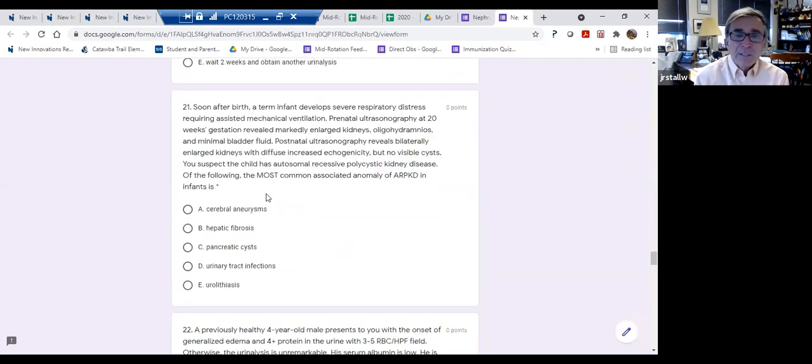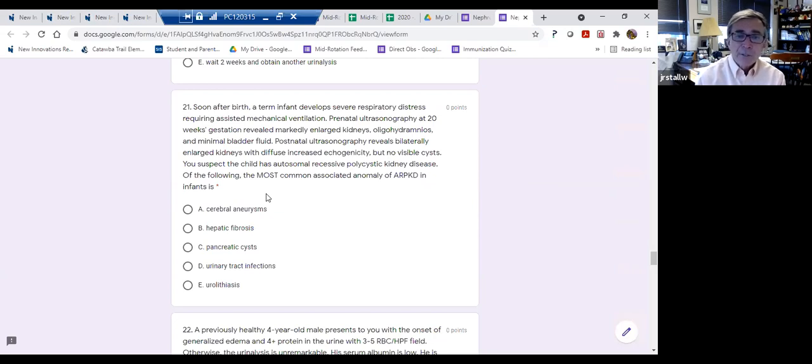Soon after birth, the infant develops severe respiratory distress. Prenatal ultrasound: markedly enlarged kidneys, oligo, you know, it's a kidney problem, minimal bladder. After birth, he's got enlarged kidneys with diffuse increased echogenicity, but no visible cysts. You suspect the child, they go ahead and tell you. Again, a slow test taker would have covered the answers to look down. What are they going to ask? Because as you're reading this, you're probably thinking, oh, this is autosomal recessive, and you may be right. Well, they'll go ahead and tell you that.